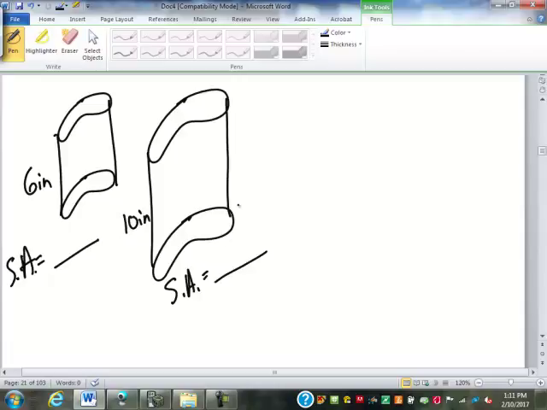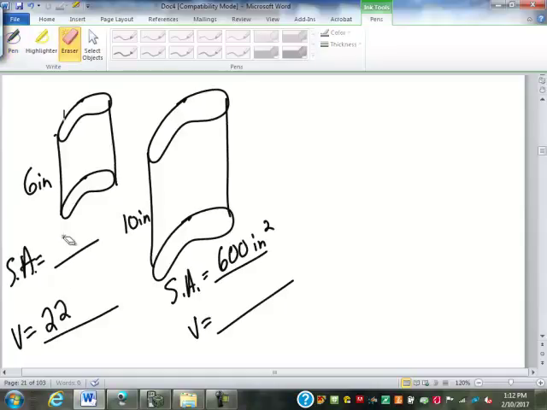I'm going to tell you that the surface area on this one here is 600 square inches. I'm going to tell you the volume on this one here is 2,160 cubic inches. So find the surface area of this one and the volume of this one.